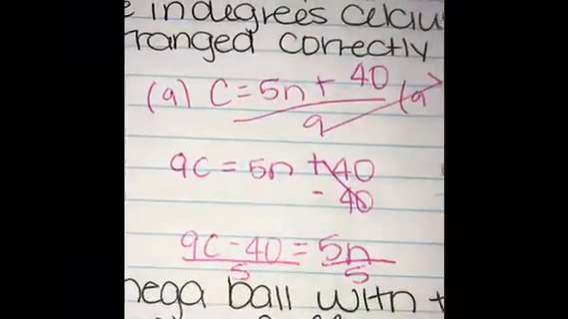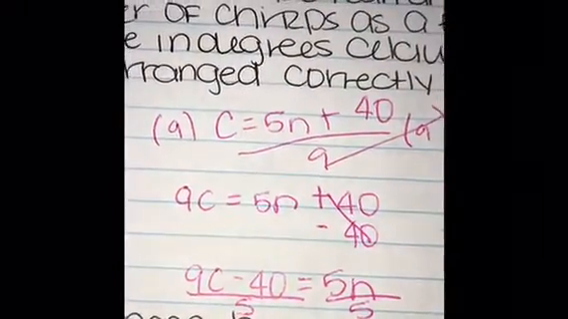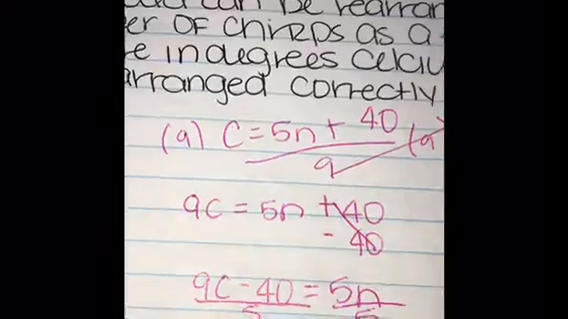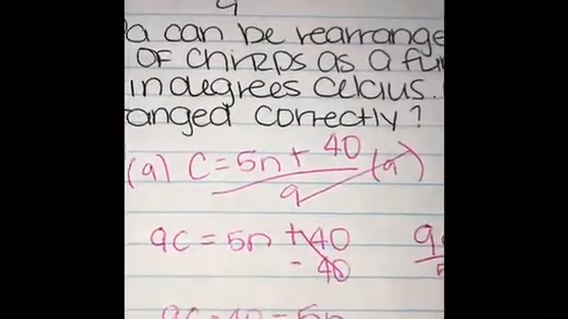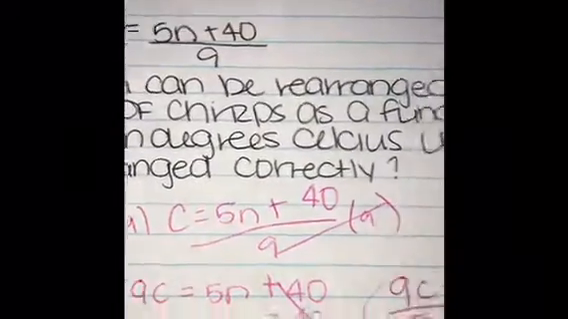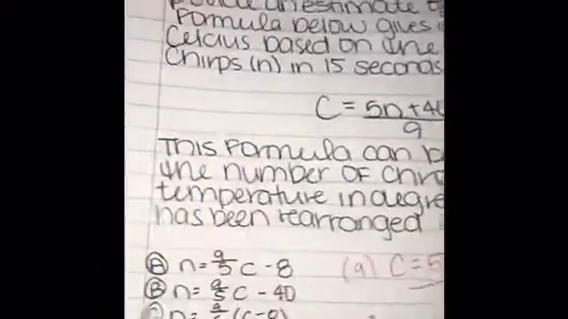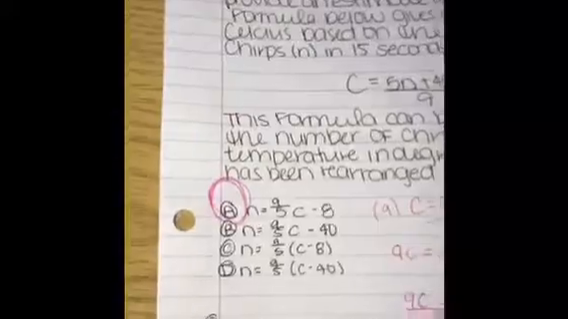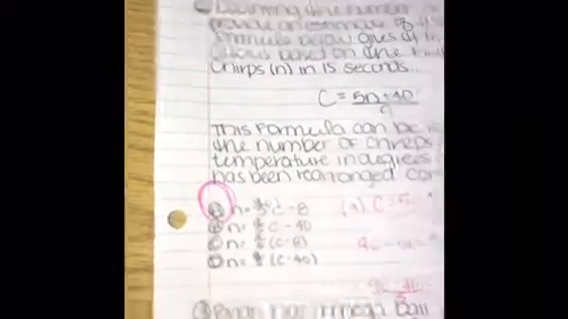We have n equals negative 9/5 c minus 8 equals n. So that's our answer. If we come over here and look at our answer choices, we see that that is answer A. So for number 2, answer A is correct.